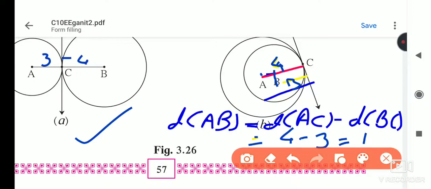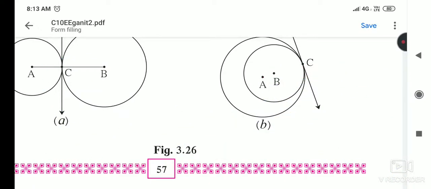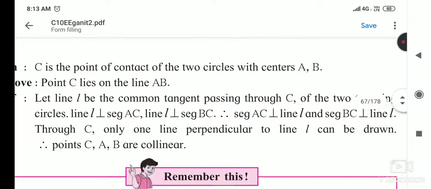So 3 plus 4 is equal to 7, and here we have to do the subtraction, so 4 minus 3 is equal to 1. You have to use this formula for solving the examples. In this way we will find the distance between two circles when they are touching internally and when they are touching externally. After that we will move towards the next point.